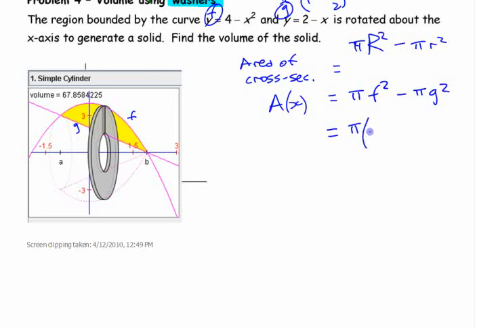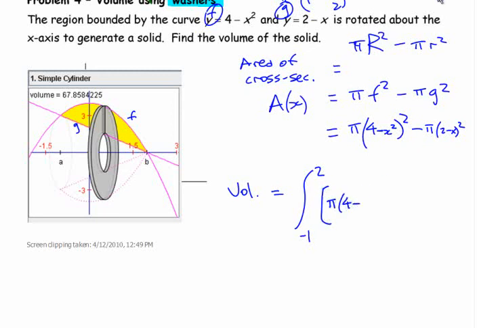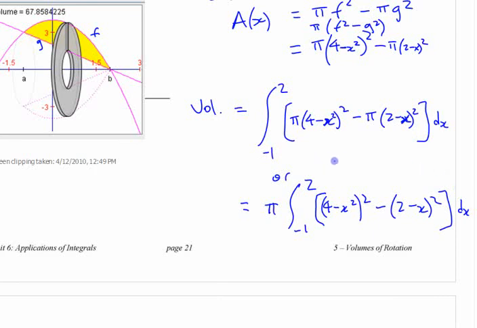What's f? It's 4 minus x squared, squared, minus pi times g, which is 2 minus x, squared. That's the area. So then the volume is the integral from, I guess, where it intersects at -1 up to 2 of that expression right there. Pi times, okay, take that thing and enter it as is in the calculator, or work it out analytically.